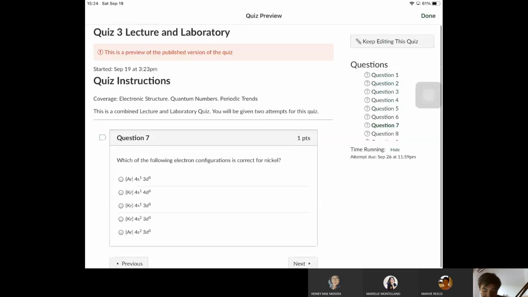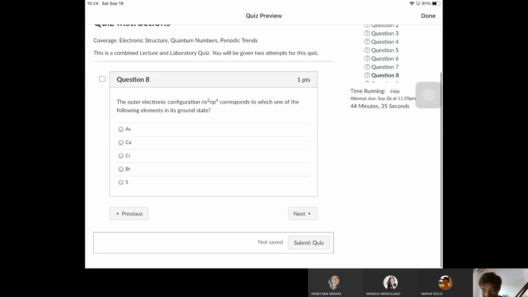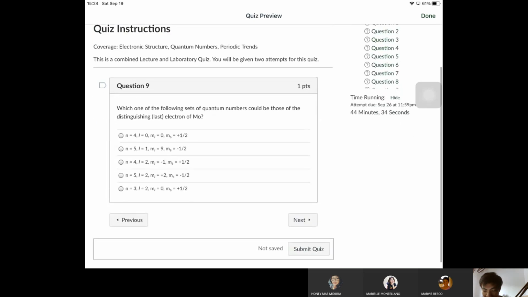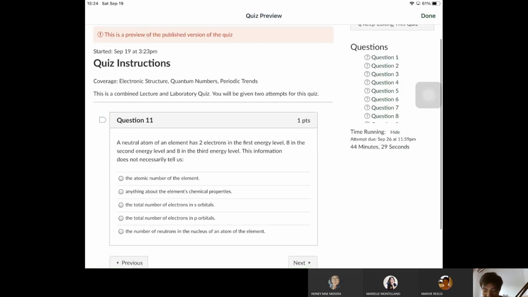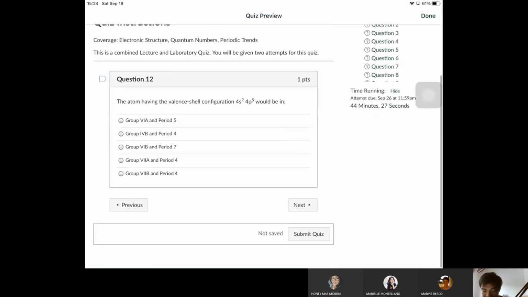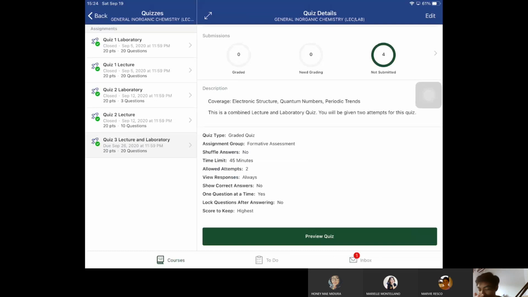So, ideally, i-perfect nyo na. Alam ko kaya nyo na yan. Madali lang. Ayan, in-scroll ko na para makita nyo yung questions. So, yan. So, kaya nyo yan. More on periodic trends lang.